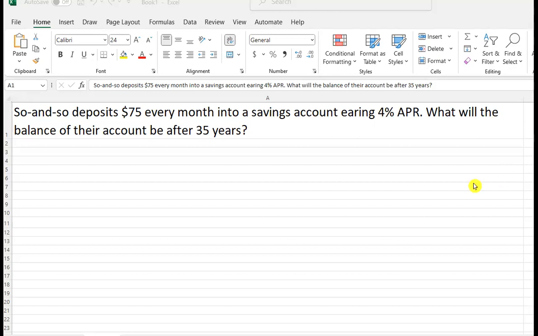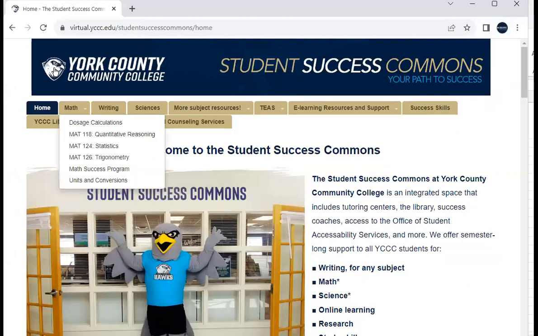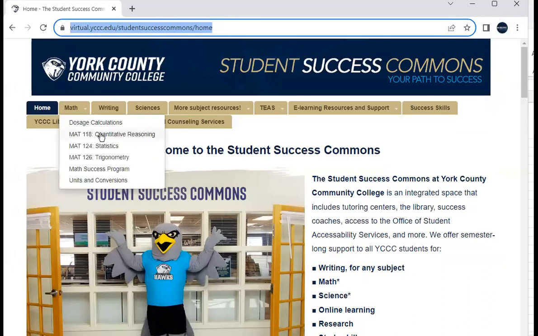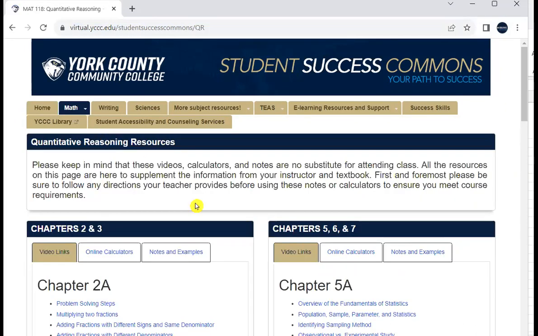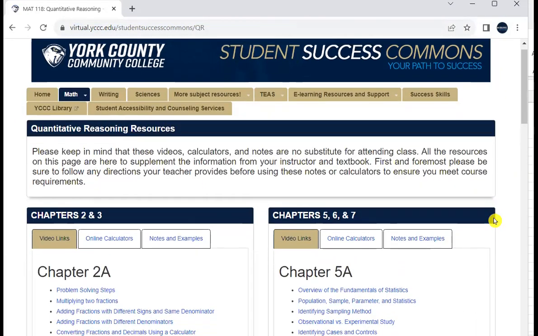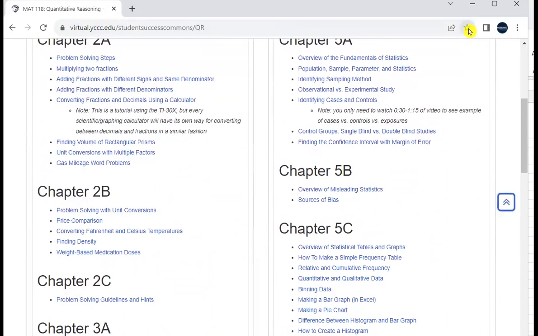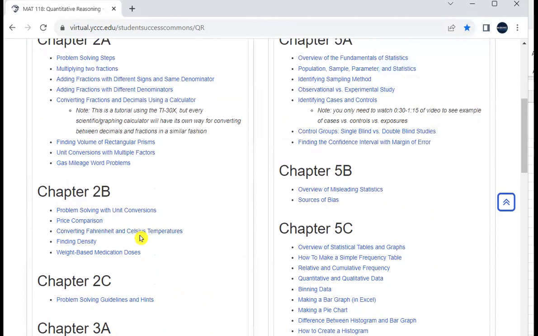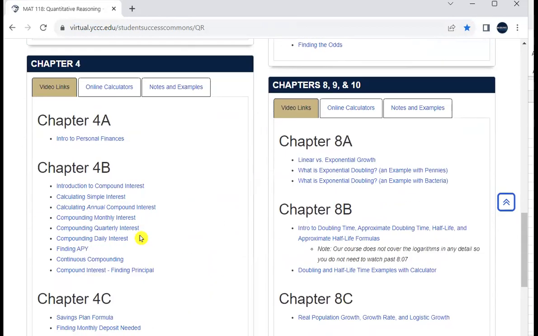First, we want to make sure we're familiar with what type of formula we would need for this. And if you haven't already, I would suggest that you go to the Student Success Commons Online, go to our math section. We have a page just for QR. I would bookmark this. There you go, bookmark it. Got it. Okay, cool.